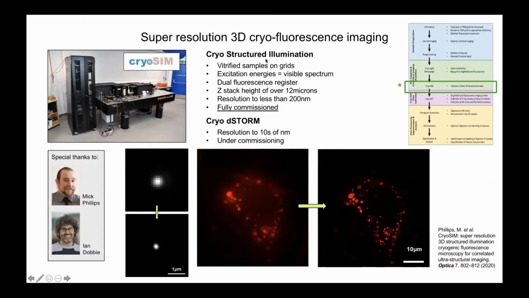So the cryo-structured illumination microscope will accept vitrified samples on grids. It has the full range of excitation energies. We have 4 lasers, so any fluorophore we can excite to some degree at least. We can do reflection imaging registered at the same time. It's 3-dimensional imaging, so it's Z-stacks. And we can go through depths of up to 12 microns, in fact, more, but then you just start having reflections after that. And then a resolution to better than 200 nanometers, depending on the wavelength of your fluorescence. And that's fully commissioned, so this is fully accessible there for people to use.